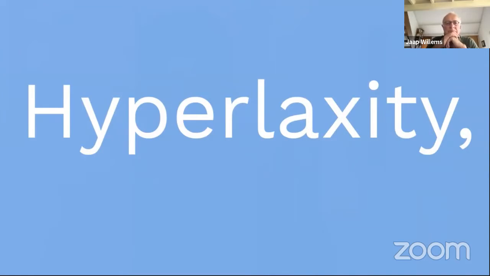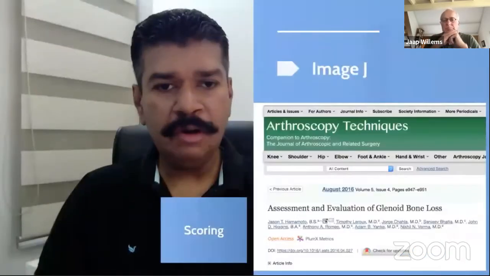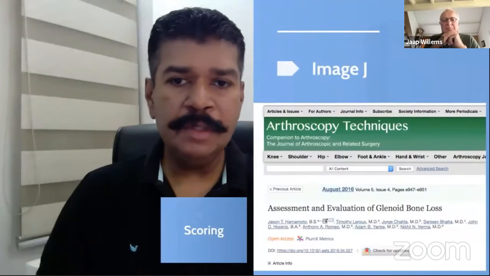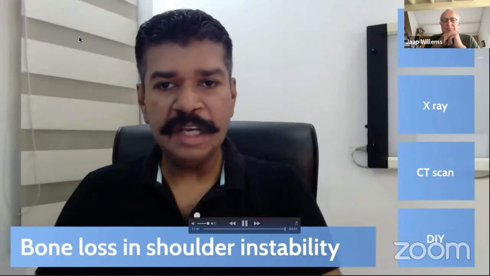Two tests are used to measure it. The Walsh test, that is external rotation till the coronal plane with the arm abducted. And the Gagey test, that is the ability to passively abduct the shoulder beyond 105 degrees. So once you have done all the scoring, you will at least be able to arrive at some kind of a treatment plan for your patient.